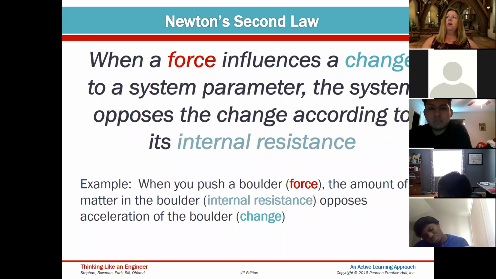Looking at Newton's second law, when a force influences a change to a system parameter, the system opposes that change according to its internal resistance. Normally we're talking about a force, so we're talking about work. Looking at that force, the amount of matter in the boulder is the internal resistance that opposes the acceleration of the boulder, which is your change.